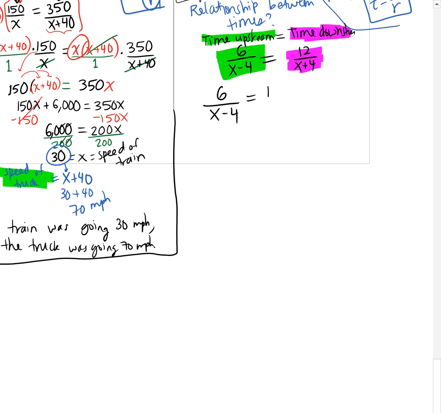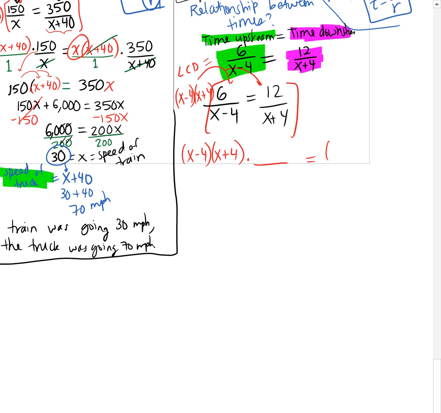6 over x minus 4, 12 over x plus 4. So I have to figure out, like we did in the previous section, what's the LCD here? Neither of these denominators factor, so my least common denominator is going to need both factors, x minus 4 and x plus 4. I'm going to have to distribute both onto either term on the other side. I'm going to write that LCD, x minus 4 times x plus 4, next to the left fraction and next to the right fraction, because it's being distributed onto both.